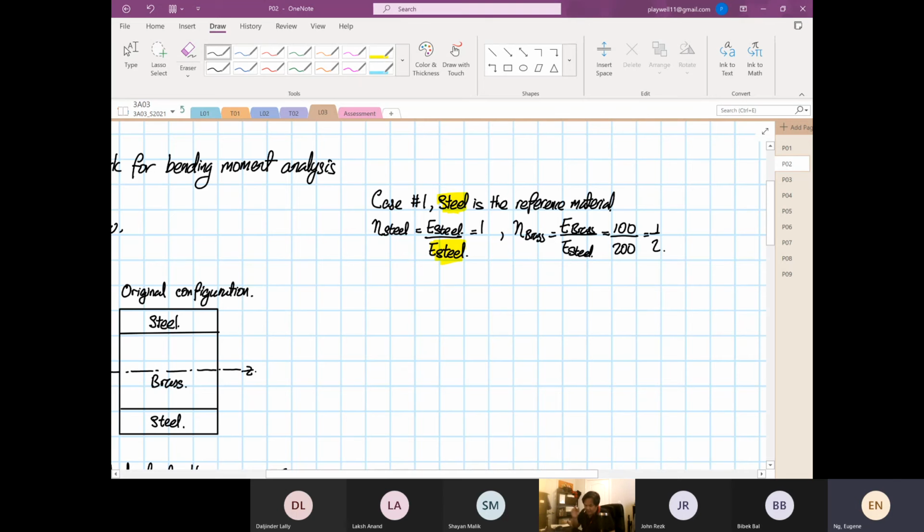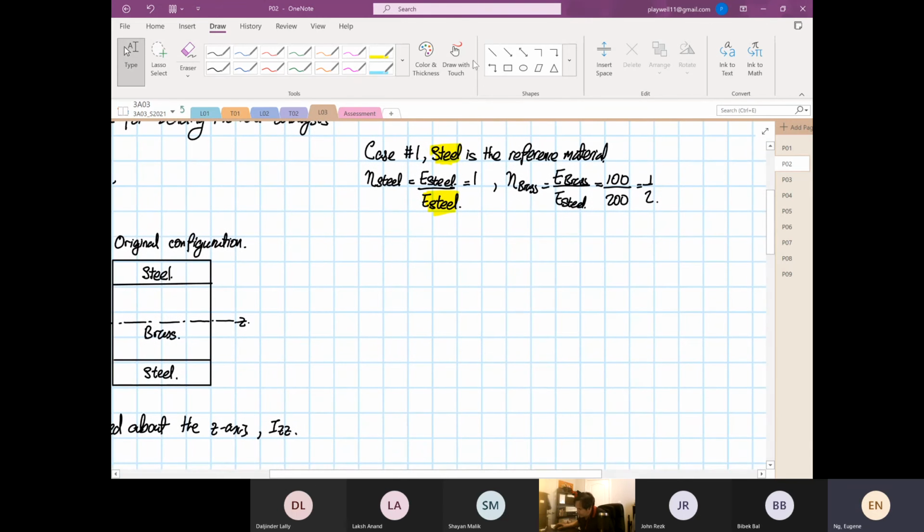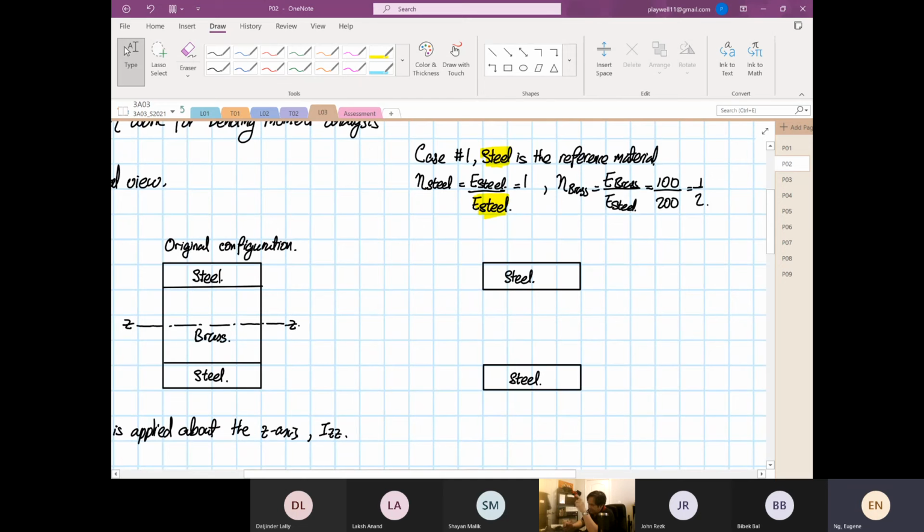So this is where it's important. I'm going to draw out for you what this actually means. The top and bottom layer is still our steel. Now the center portion where you see brass is going to be replaced by steel.